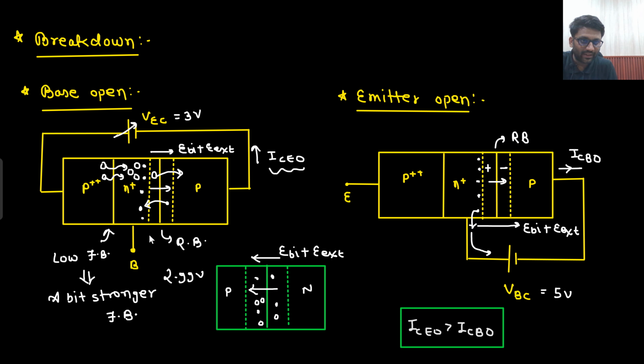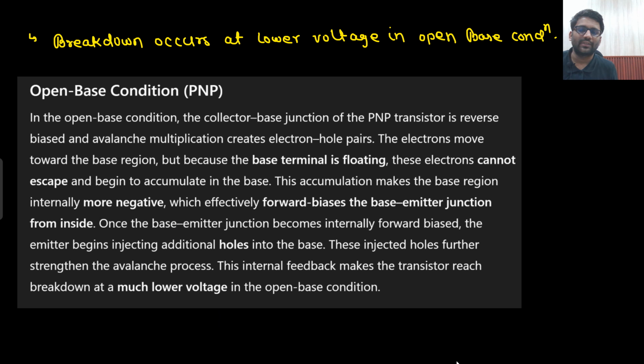So they will start accumulating in this n plus region. They will start accumulating here because there is no path. So in the base region, they will start accumulating. This is what they have explained. These electrons cannot escape and begin to accumulate in the base. This accumulation makes the base region internally more negative, which effectively forward biases the junction, right? Internally it has become more negative. Because of that, the emitter junction has become forward biased, right?